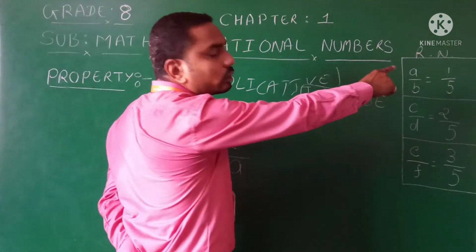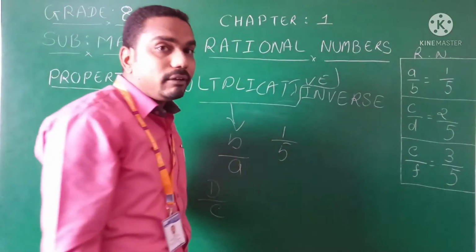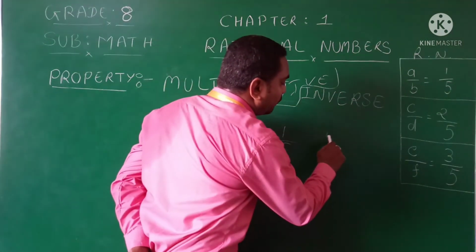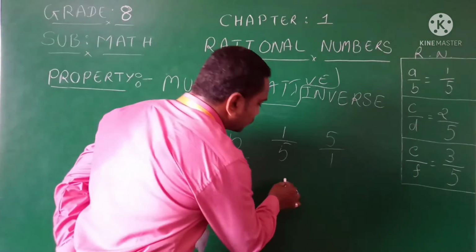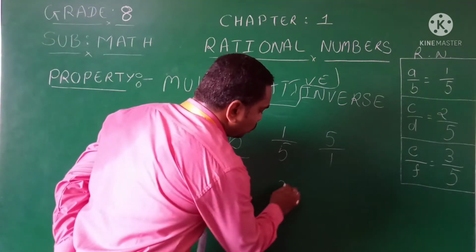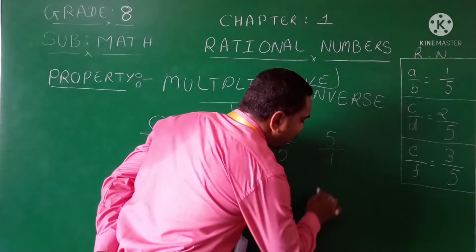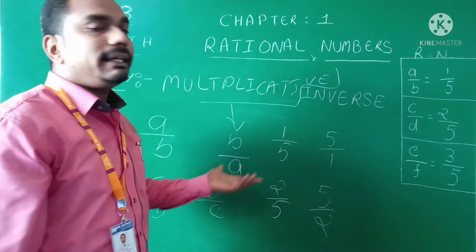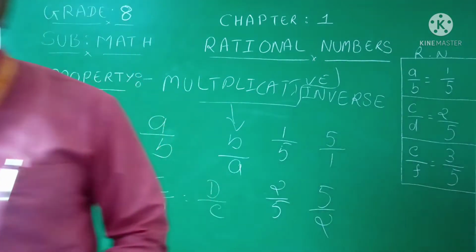For A upon B we took 1 upon 5. So for 1 upon 5, what will be the multiplicative inverse? The multiplicative inverse will be 5 upon 1. Similarly, for C upon D I can write 2 upon 5. The multiplicative inverse would be 5 upon 2. So such a property is known as multiplicative inverse.